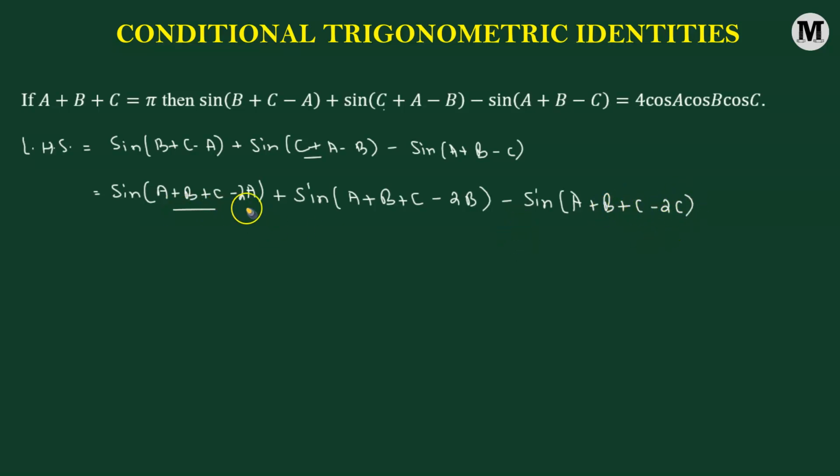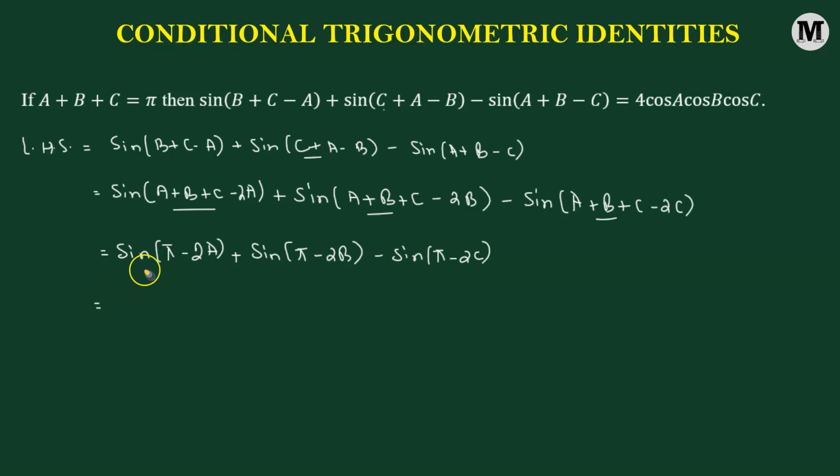Now we have done this so that we can replace each of a plus b plus c with pi radians, such that now we have sine of the angle pi minus 2a added to sine of the angle pi minus 2b minus sine of the angle pi minus 2c.